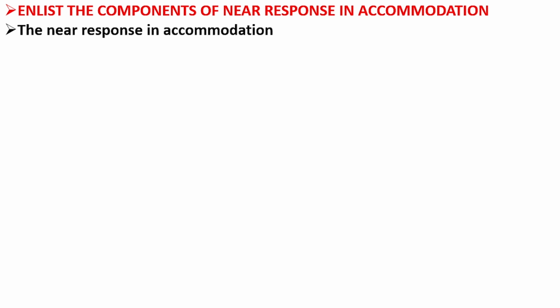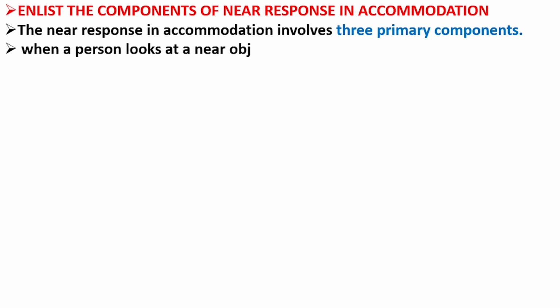Enlist the components of near response in accommodation. The near response in accommodation involves three primary components. When a person looks at a near object after seeing a far object, three adjustments are made in the eyeball.